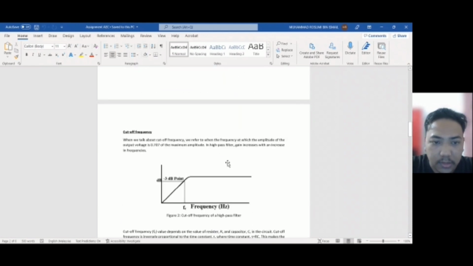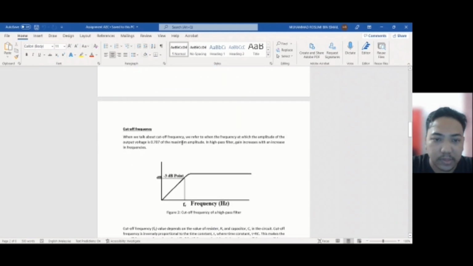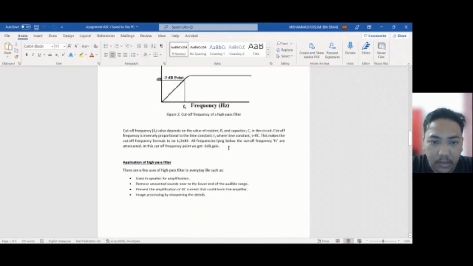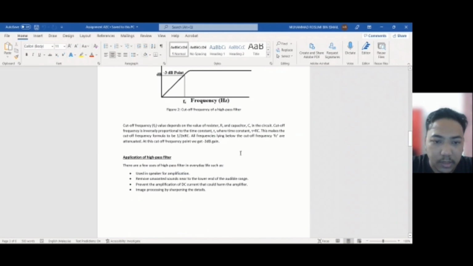Now we will look at the cutoff frequency of a high pass filter. The cutoff frequency is the frequency at which the amplitude of the output voltage is 0.707 of the maximum amplitude. Applications of a high pass filter are in speakers for amplification, to remove unwanted sounds, to prevent the amplification of DC current, and to enhance image processing.